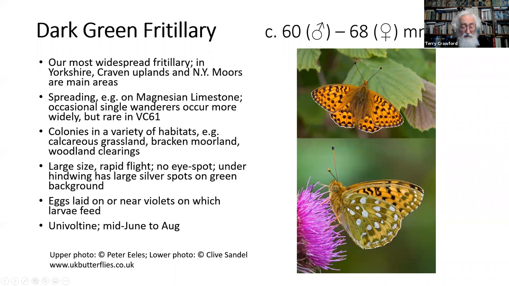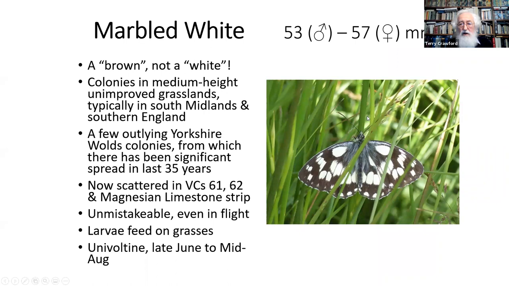The marbled white, this is actually a member of the Brown family. You might think it's, along with large whites and so on, a member of the whites, but it isn't, it's a Brown. It's typically, or was until recently, typically a butterfly of the South Midlands and southern areas of England in rough, particularly ungrazed grassland. In Yorkshire, there was a very small number of significant colonies up on the Yorkshire Wolds, places like Warham Crory, for example. And over the last 35 years or so, there has been a spread outwards into the rest of Yorkshire from those focal points in the Yorkshire Wolds.